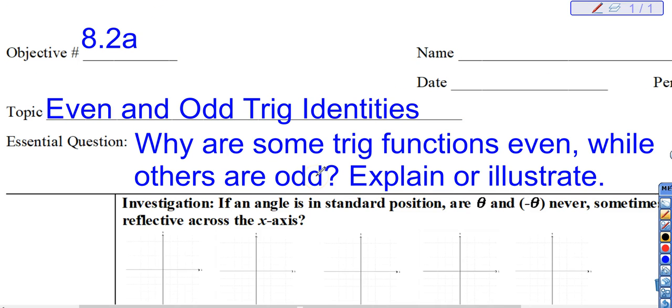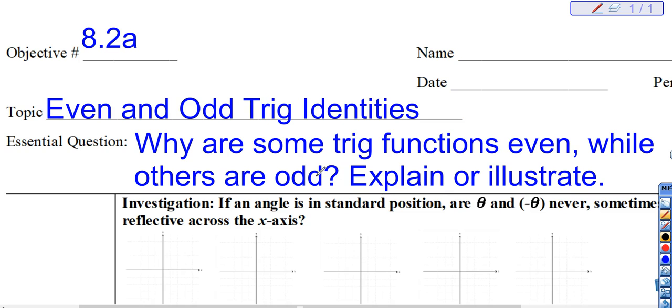Okay, so today's notes on 8.2a is a study of graphing just the basic trig functions. So today we're going to talk about even and odd trig identities, which I'm going to introduce today, the even odd identities. So you'll want to add those to your index card as well as your note page. So today's essential question, why are some trig functions even while others are odd?